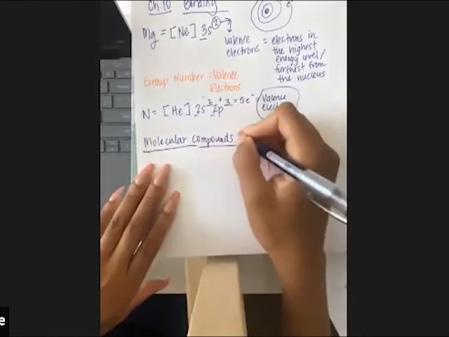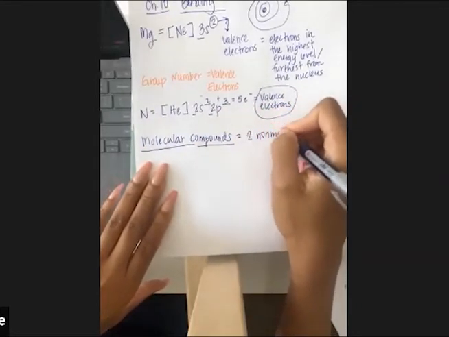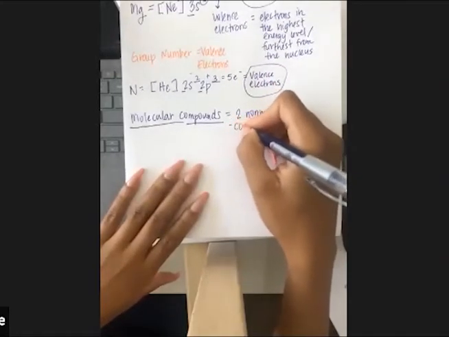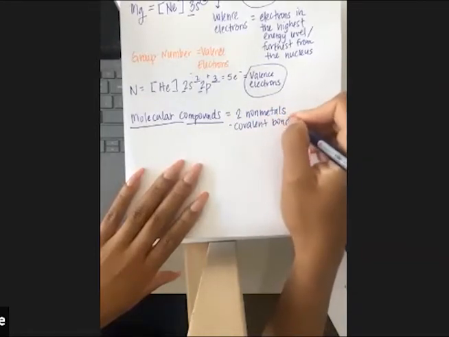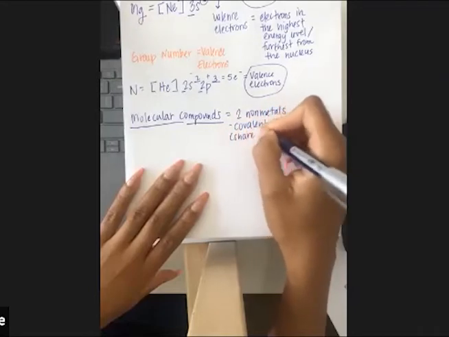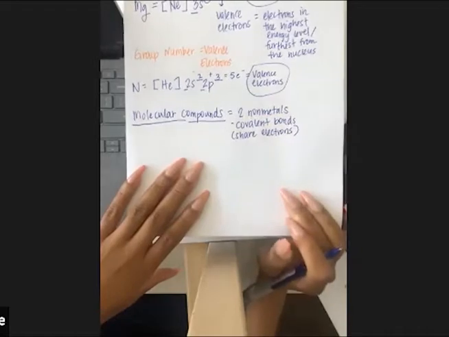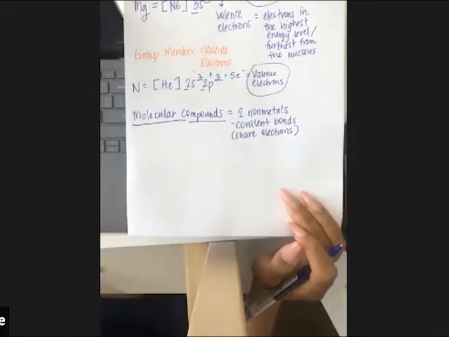Remember, molecular compounds is when we have 2 nonmetals and they form covalent bonds between the 2 nonmetals. And all covalent bonds mean is that they share their electrons. When we talk about bonding, we're going to mainly talk about the molecular compounds bonding together.